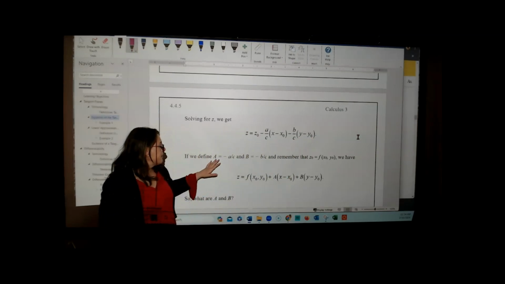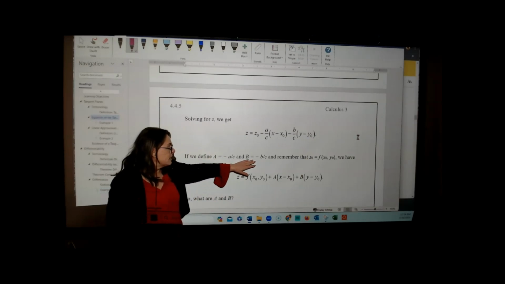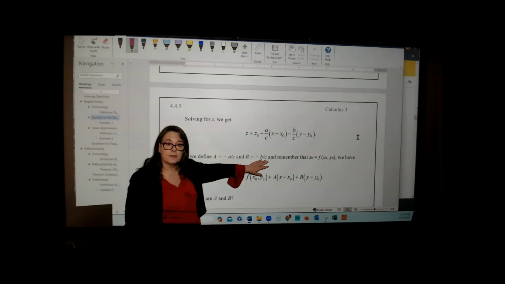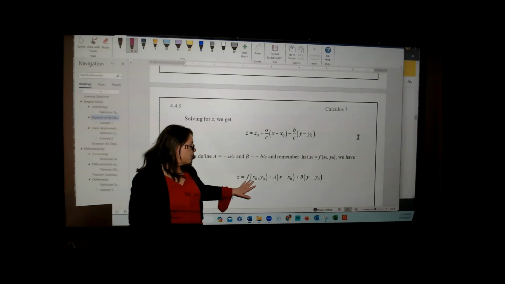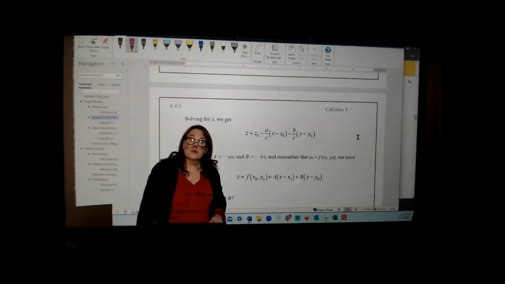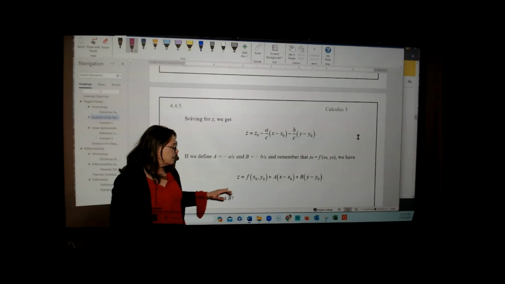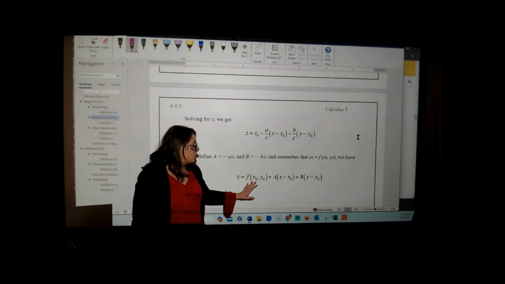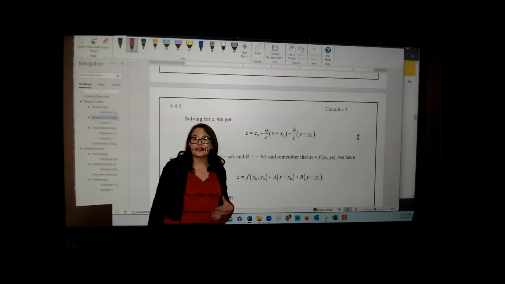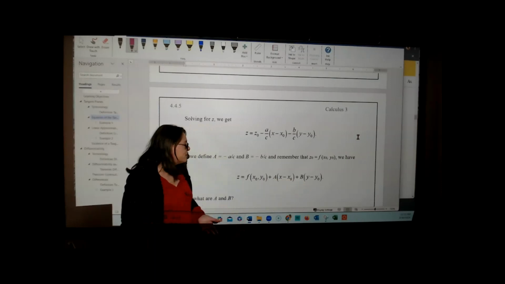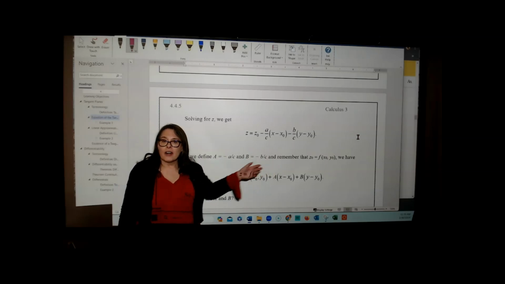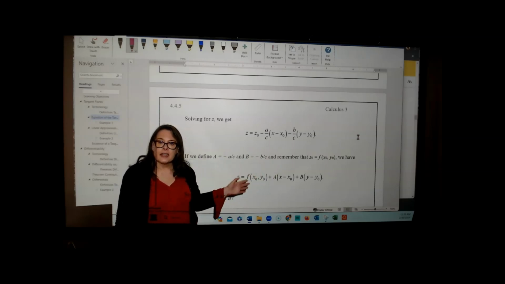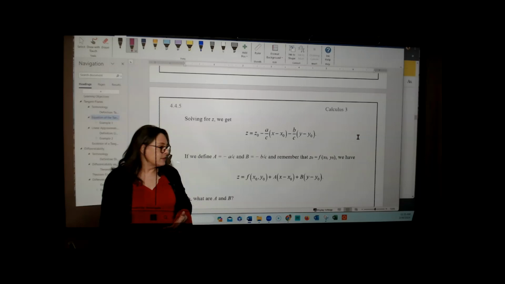Now, we're going to define uppercase letter A to be this negative A over C, and uppercase letter B to be this negative B divided by C. This will allow us to rewrite the equation of the tangent plane solved for the dependent variable z, where all the terms are positive, which, as you know, we kind of prefer. But what are these uppercase letters A and B? What is it they represent?